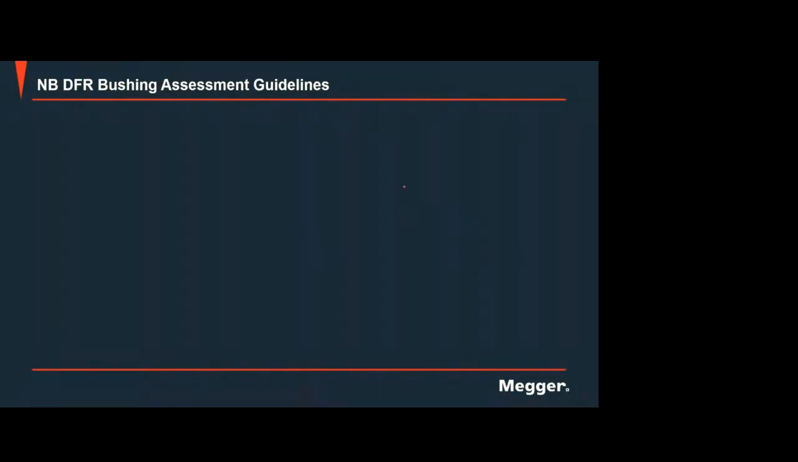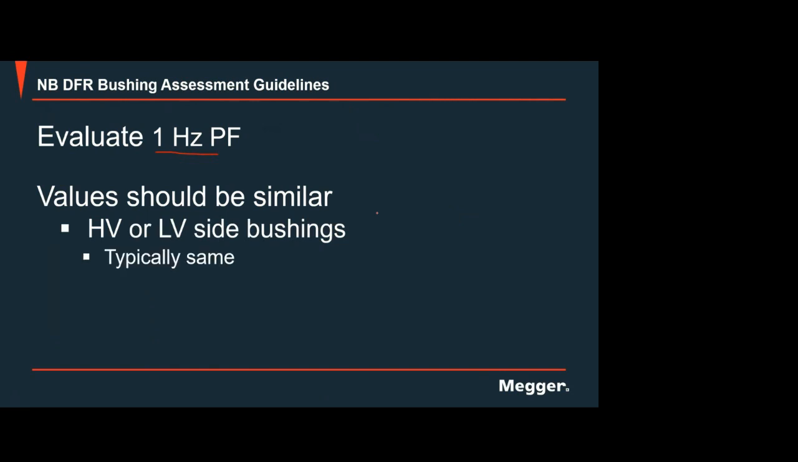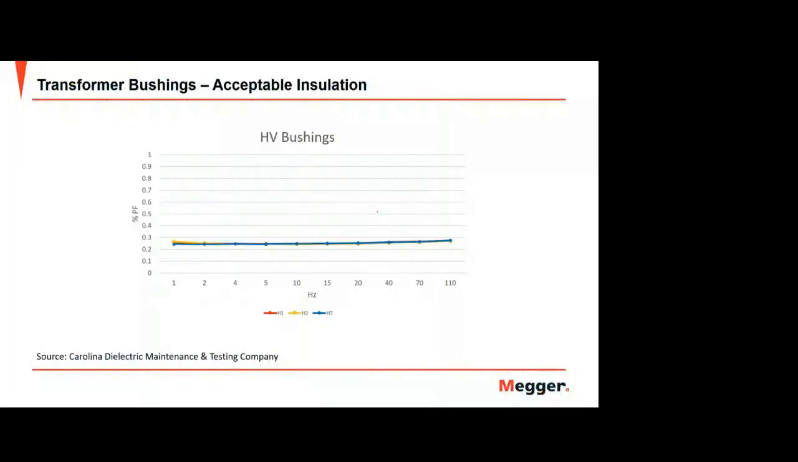Okay, so for the narrowband DFR bushing assessment guideline, we can evaluate by using the narrowband DFR. We can evaluate it with the 1 Hertz power factor, and values should be similar, of course. We need to compare the values of the 1 Hertz region of the bushings, high voltage and low voltage side. Typically they are the same manufacturer, same year of manufacture, same environment, same application, etc. Now, this one is an example of an acceptable insulation for a bushing.